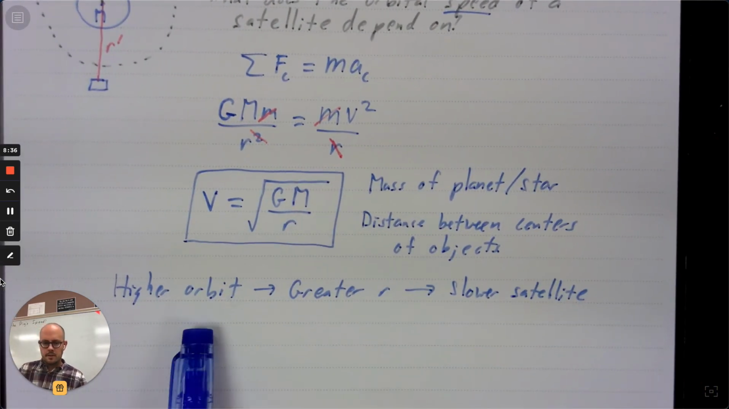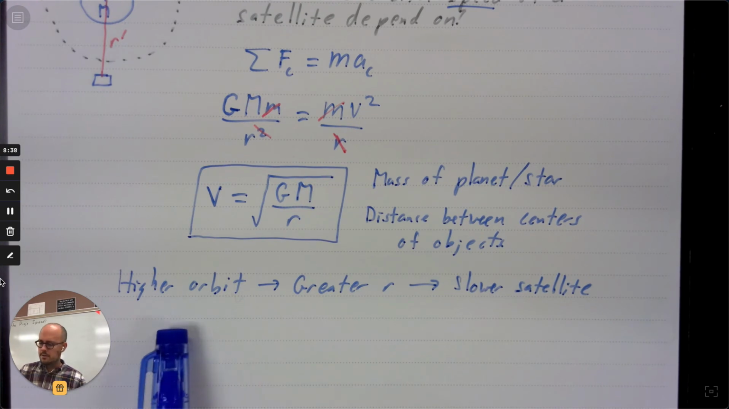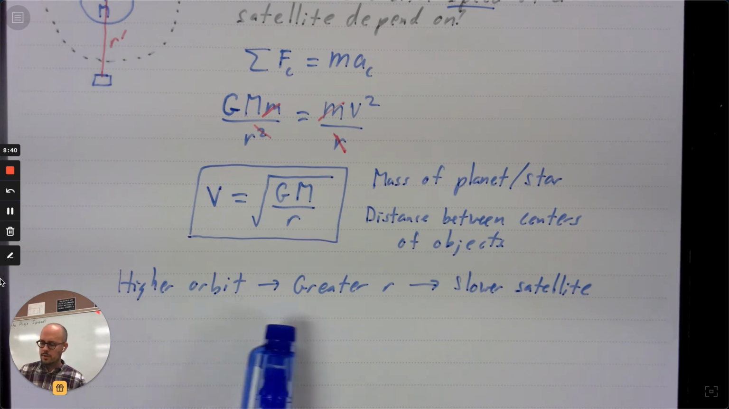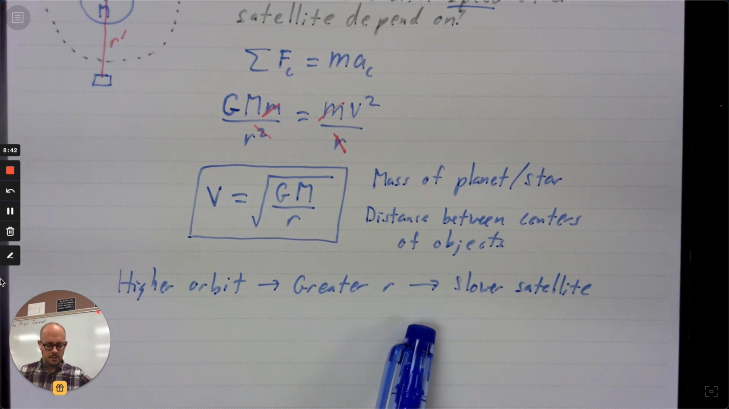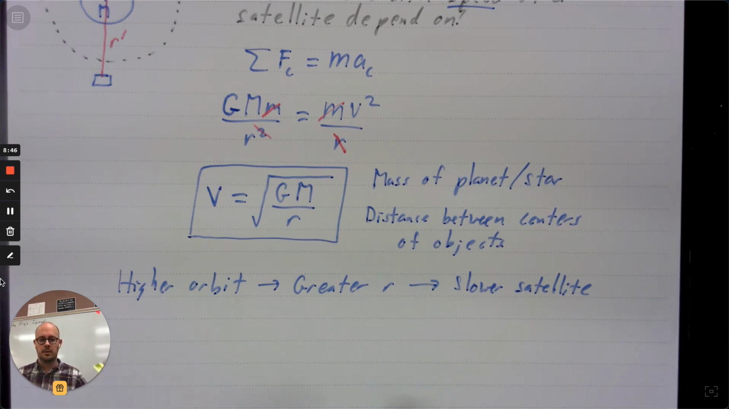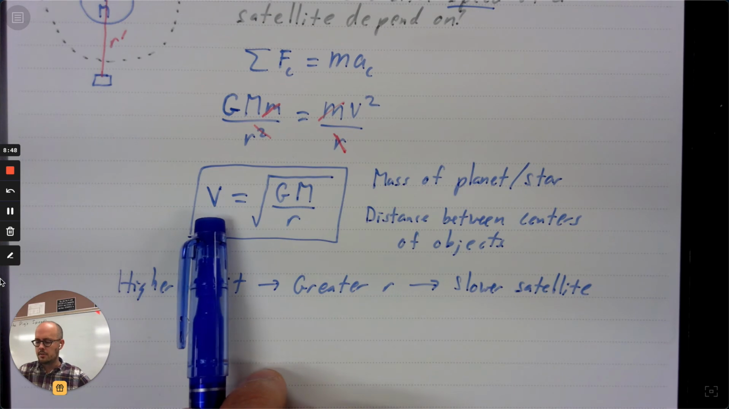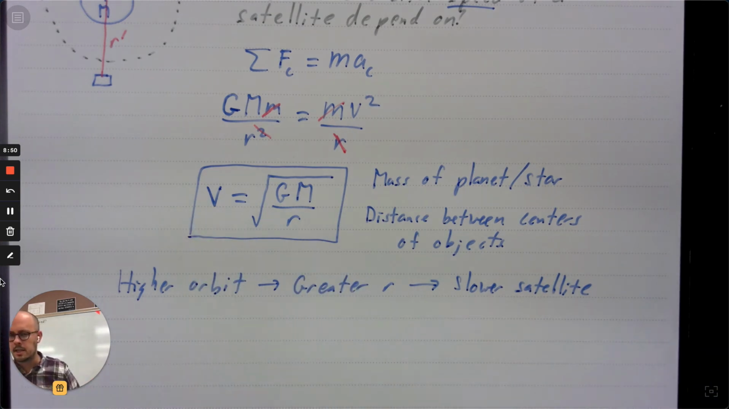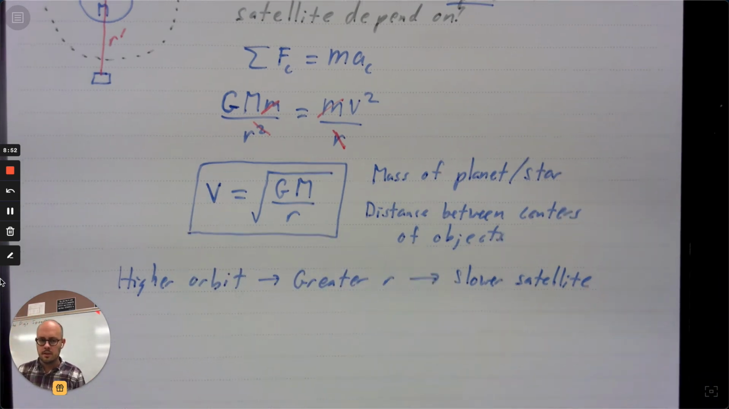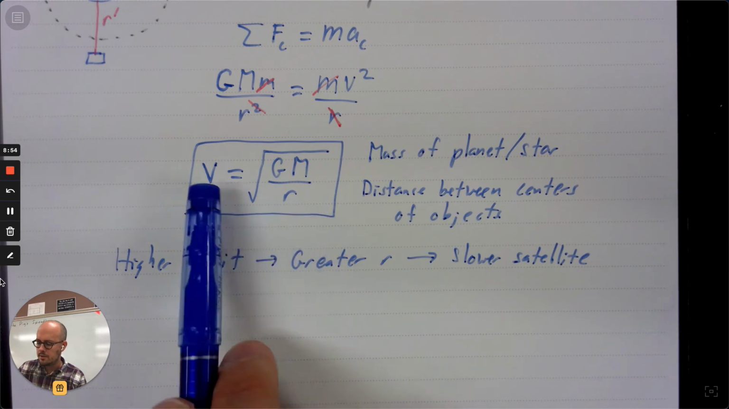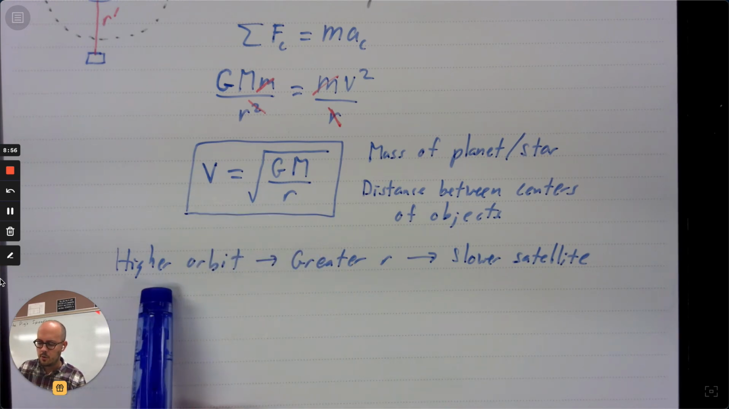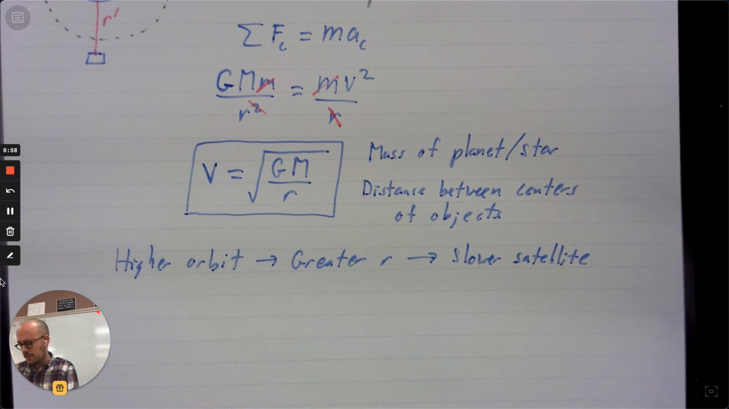But in terms of very careful changes, in order to get to a higher orbit, you would eventually need to have the satellite moving slower than it was originally. This expression represents the perfect speed needed to keep a certain orbit, and the inverse proportionality means a higher orbit requires a slower satellite. So we'll do more with that in class.